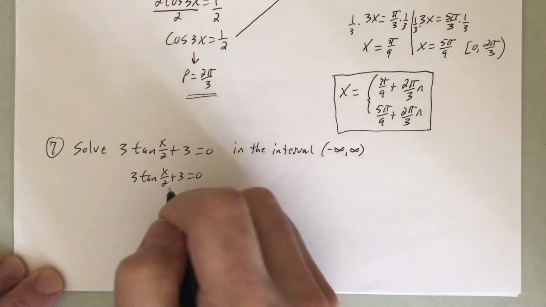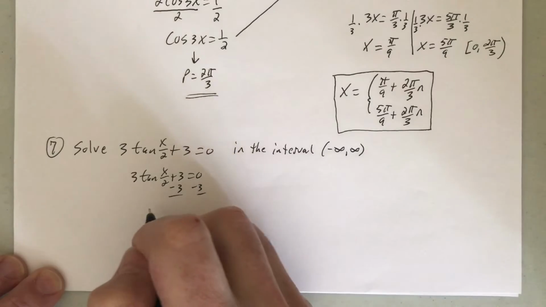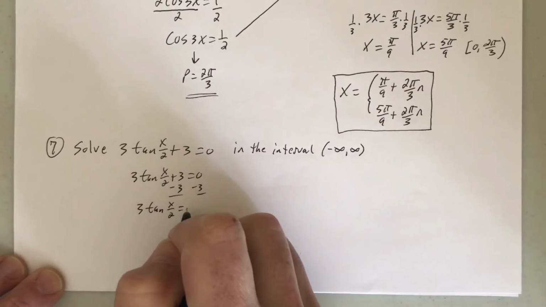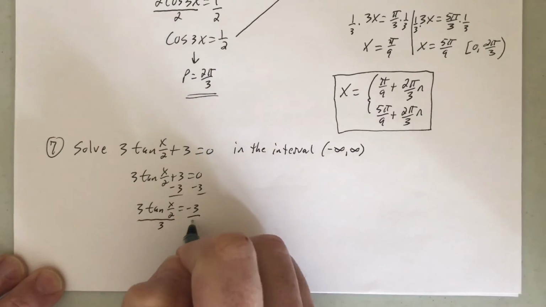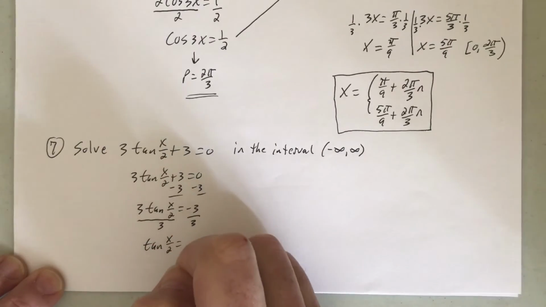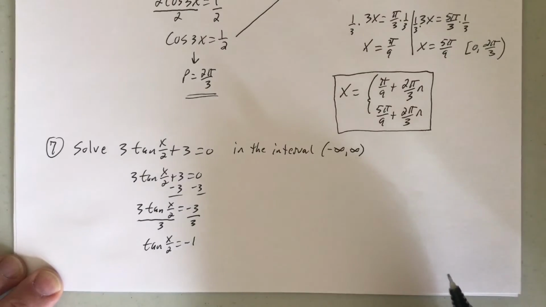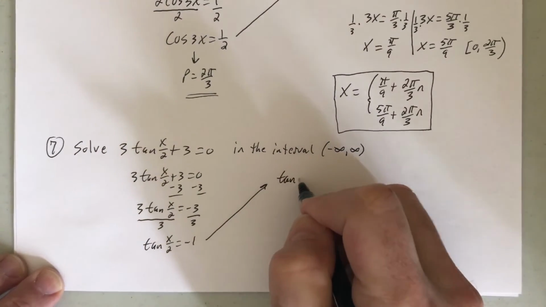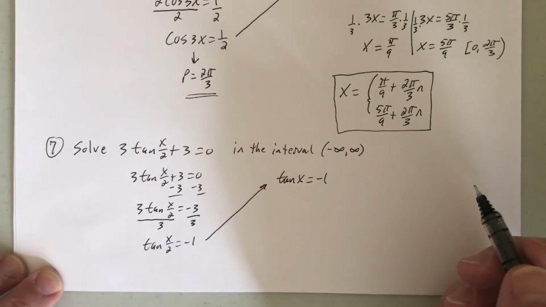So I'm going to go ahead and subtract the 3. And that would give me 3 tan x over 2 is equal to negative 3. Then I'm going to divide by 3. And I get tan x over 2 is equal to negative 1. So just like we did before, we want to know, well, when is tan x equal to negative 1? When is tan x equal to negative 1?